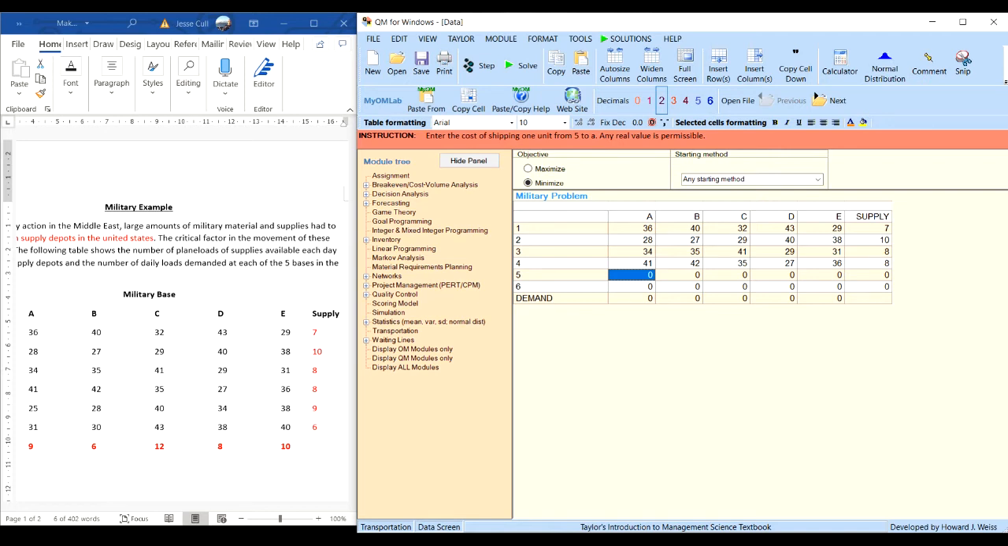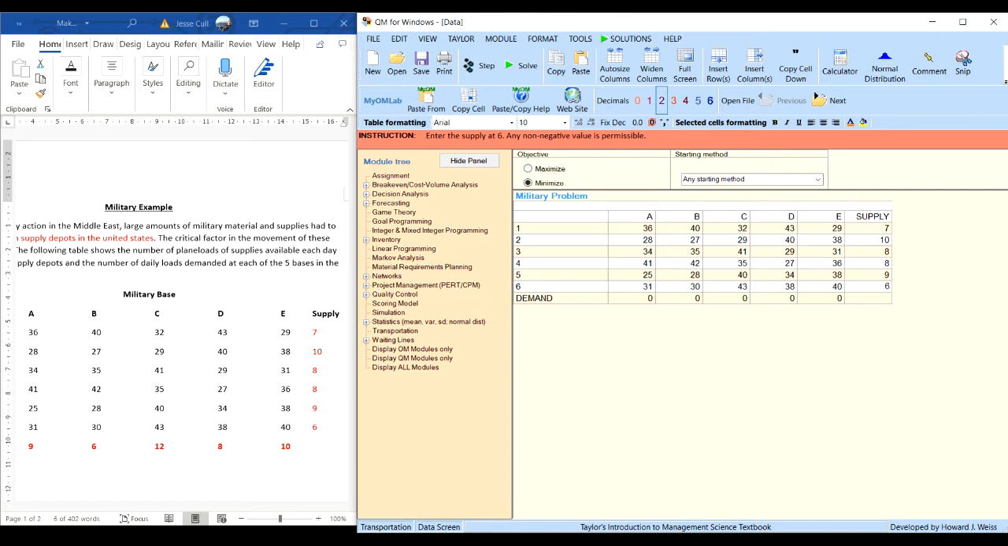Number 5, we have 25, 28, 40, 34, 38, with a supply of 9. Number 6, 31, 30, 43, 38, and 40, with a supply of 6.